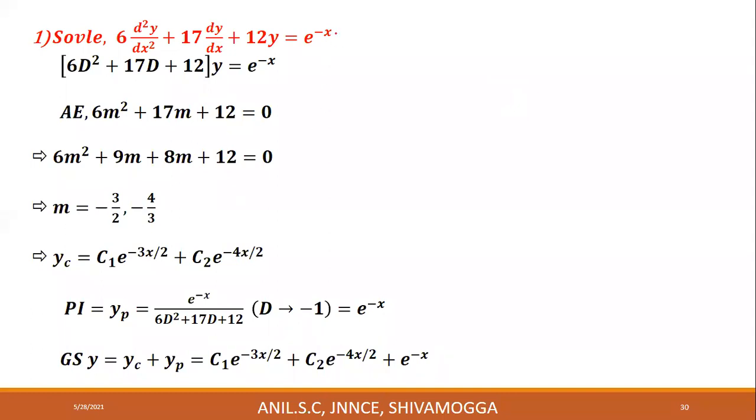Now, general solution. Do not forget to write the general solution. General solution is y is equal to yc plus yp. In examination, writing this general solution is compulsory. What is yc here? C1 into e power minus 3x by 2 plus C2 into e power minus 4x by 3, plus yp, and yp is e power minus x. This is the general solution.